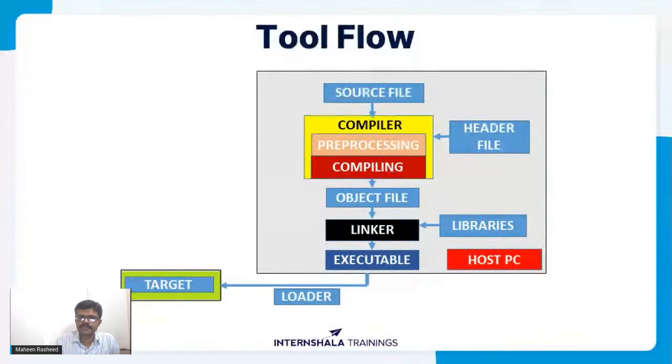As you saw, we write code. The code is known as the source file, and then it is compiled. The compilation process actually involves preprocessing and compiling. This creates the object file. The object file is linked with libraries to create the executable by the linker. You can see that the entire activity happens on the host PC. Once the executable is created, it is loaded onto the target board by the loader software.